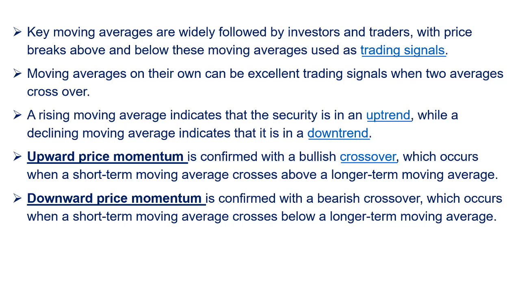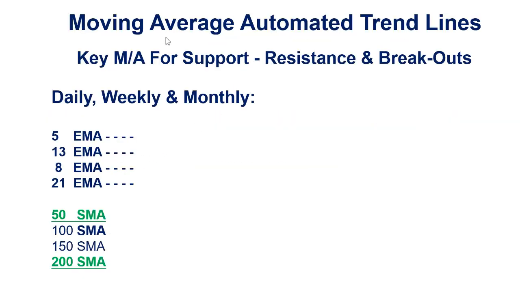So let's look at some different trade examples, and I'll show you how I incorporate moving averages into my trading. But first, let's take a look at the key moving averages. The ones that I tend to follow for a daily, weekly, or monthly time frame, from a swing trade all the way up to what I call a macro time frame, are the 5 exponential moving average, the 13 exponential moving average, the 8 exponential, the 21, and then I always want to know where the 50 simple moving average is, the 100 period simple, 150, and 200.